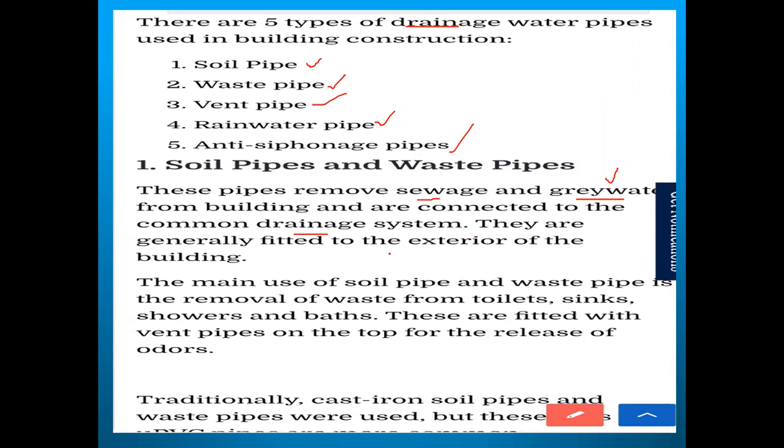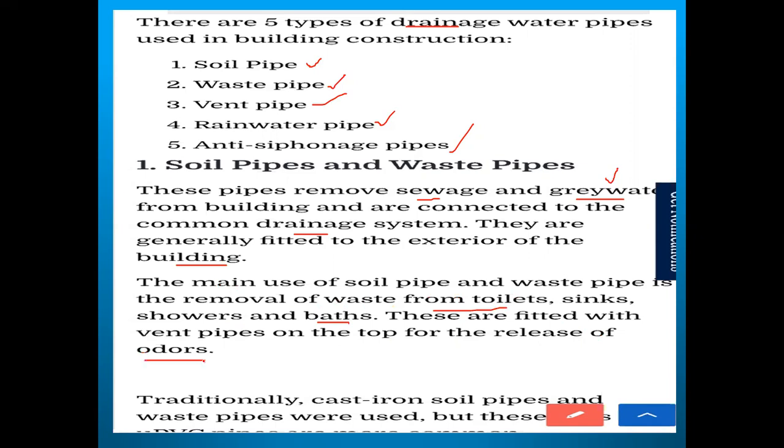They are generally fitted to the exterior of the building. So these two pipes, soil pipes and waste pipes, are generally attached to the main junction exterior of the building. That is, outside the building on the ground, we are joining these soil pipes and wastewater pipes. Next, the main use of soil pipe and wastewater pipe is removal of wastewater from the toilets, sinks, showers and bathrooms. These are fitted with the vent pipes on the top for the release of odors.